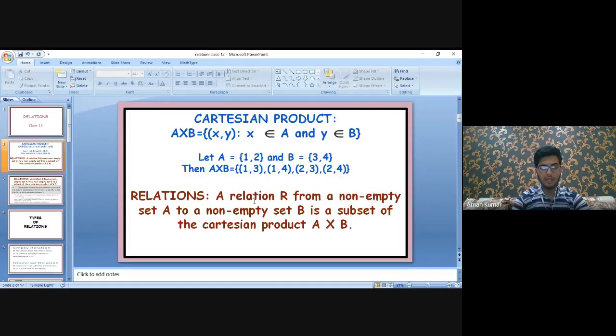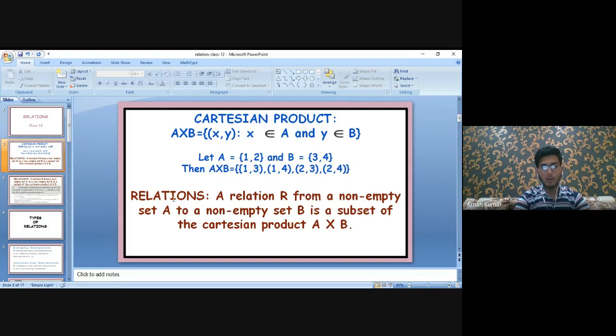First of all, the Cartesian product of a set A to B. You all know that A cross B is the set of ordered pairs x comma y such that x belongs to A and y belongs to B. You can see that the cross product or Cartesian product of A and B, A cross B, will be the set of ordered pairs (1, 3), (1, 4), (2, 3), (2, 4).